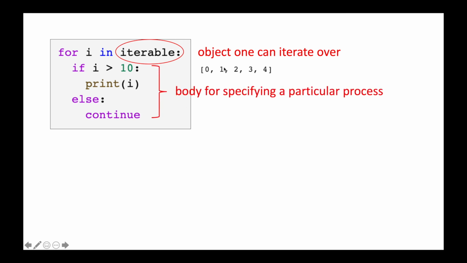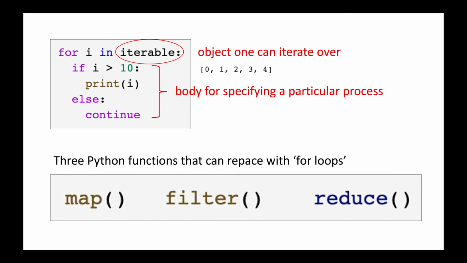Iterable is an object or sequence we can iterate over, and the body is a particular process for each element in the iterable. Python provides three functions that can replace for loops: map, filter, and reduce. They are easy to use and make your code more readable and concise.